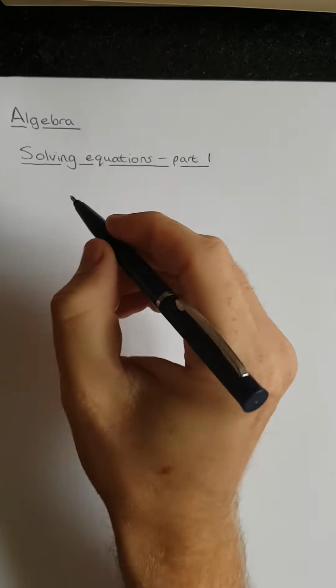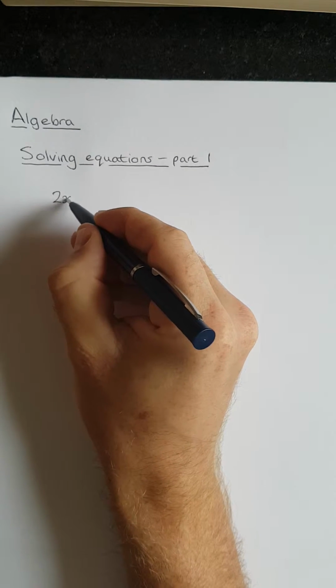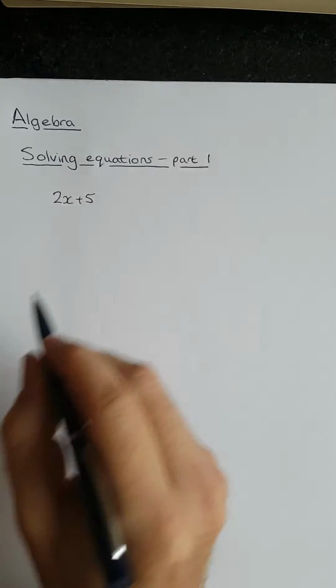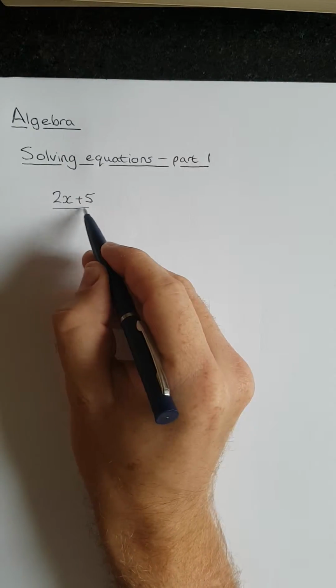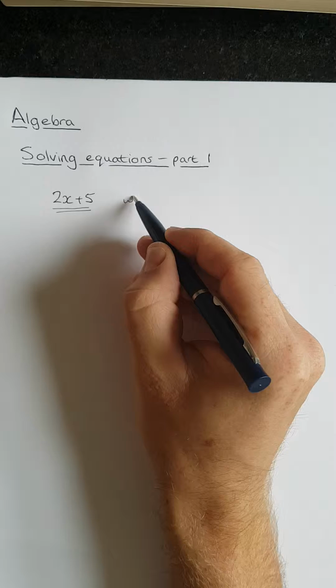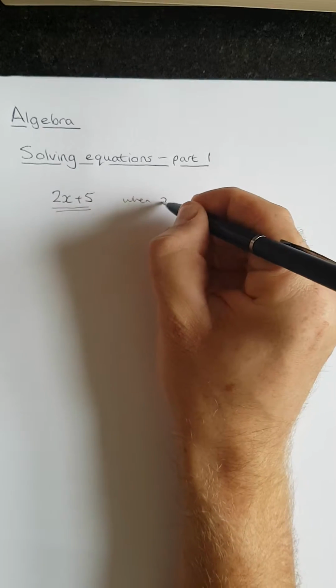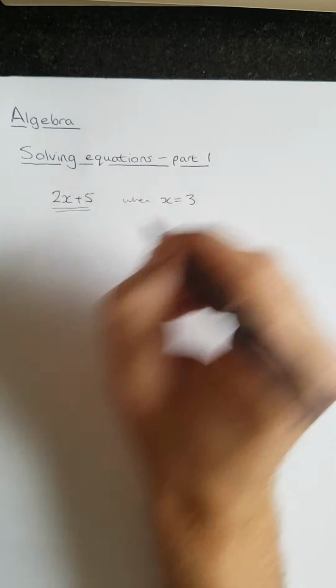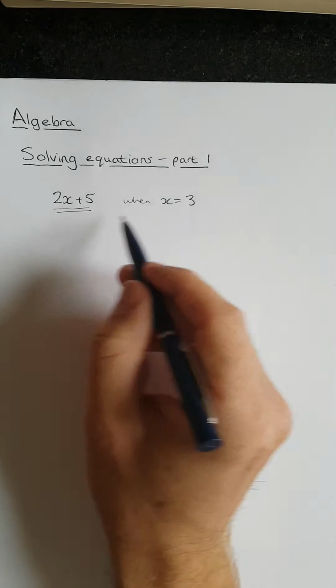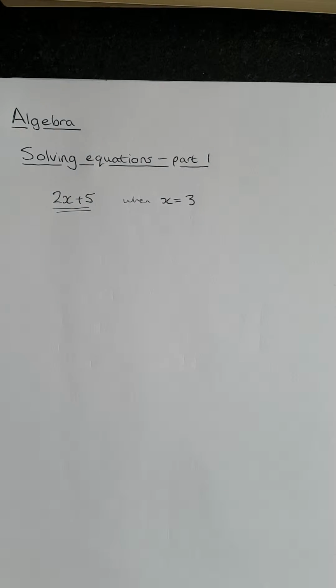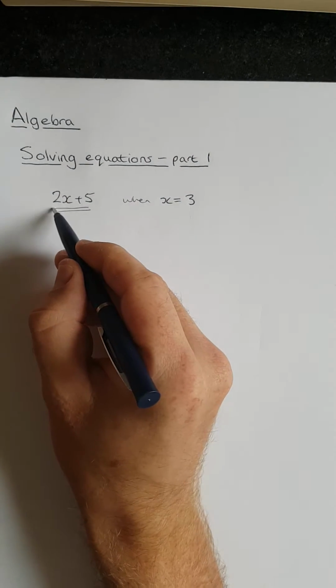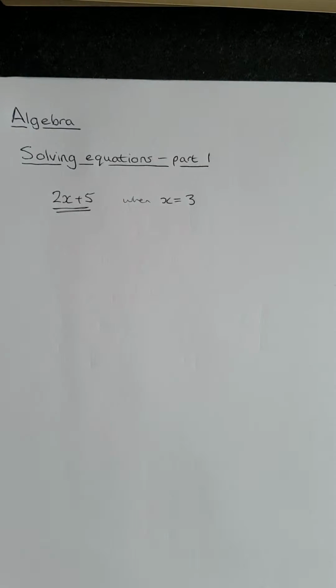Okay, so far in algebra we've looked at substitution and simplifying. And we've looked at how we deal with things like 2x plus 5, which is an expression, when x is equal to, let's say, 3. And we substitute in and we get a particular value for this expression.